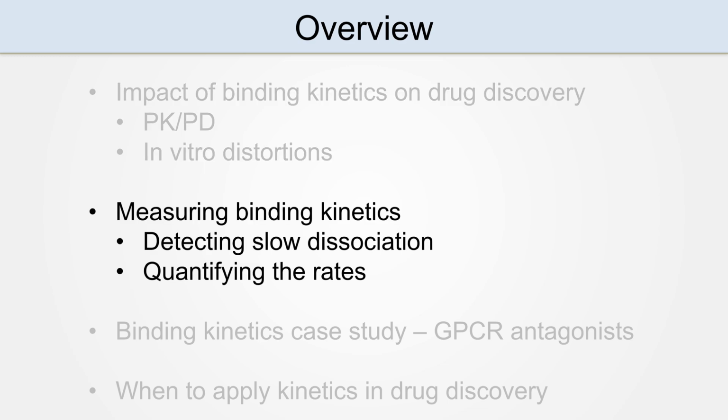Then we'll go through the methods we use to measure the kinetics of drug binding. There are 2 approaches. First, we'll go through the assays that detect whether our compounds have a long residence time, since this can be a benefit or a problem. Second, we'll go through assays to actually quantify the rates of binding.